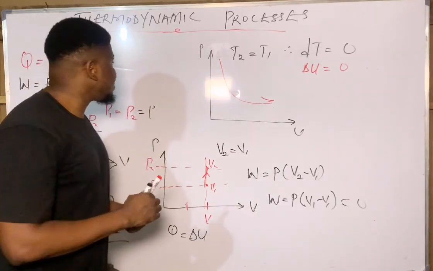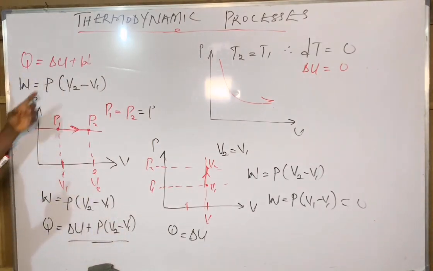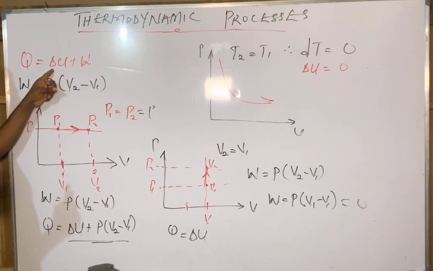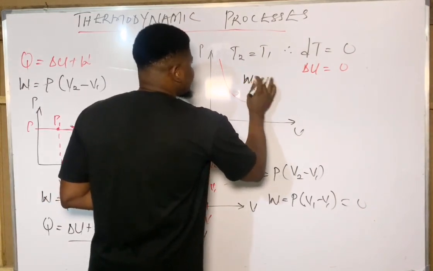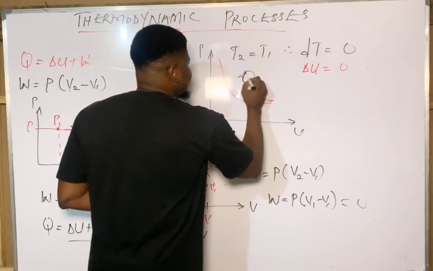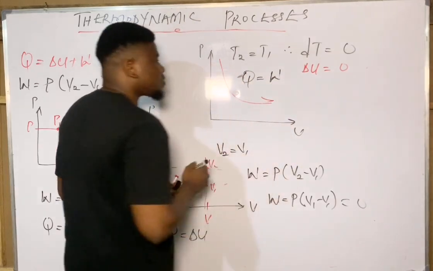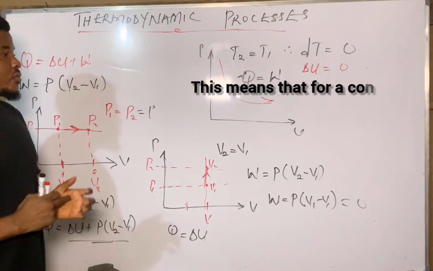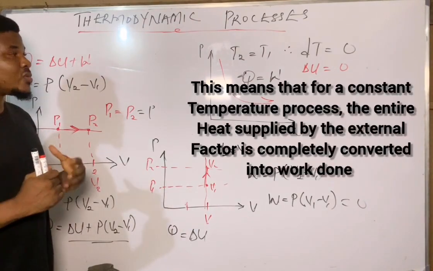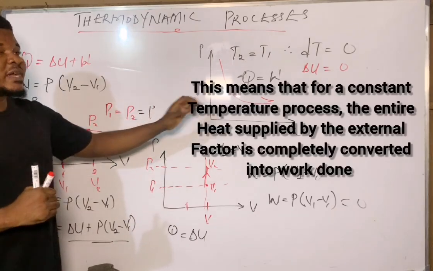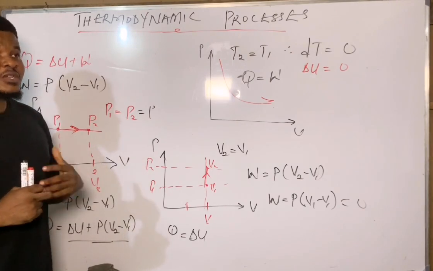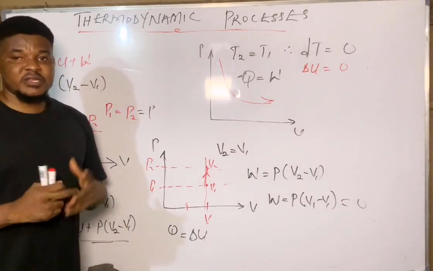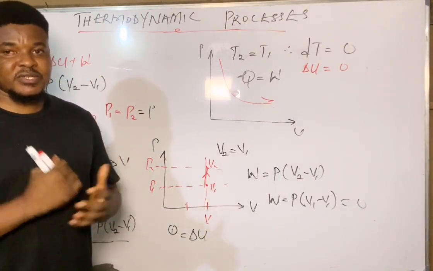So from the first law of thermodynamics, for a constant temperature process, our change in U becomes what? 0. Therefore, we are going to have that heat supplied is equal to the work done on the system. So for a constant temperature process, which is called an isothermal process, the heat supplied is equal to the work done and vice versa. Meanwhile, the internal energy equals 0, because the change in temperature is 0.